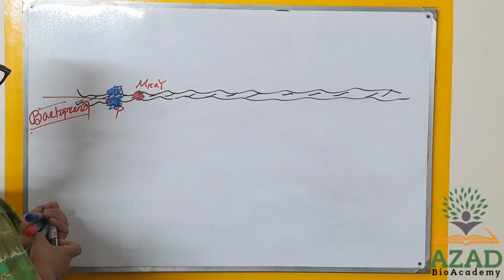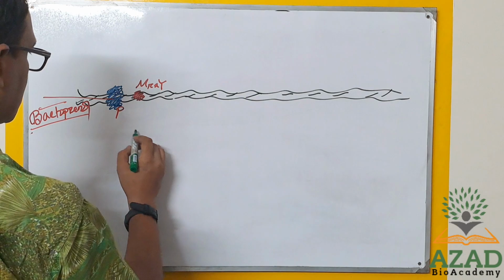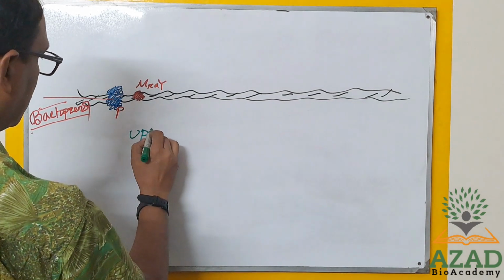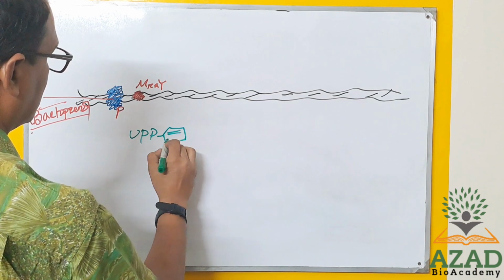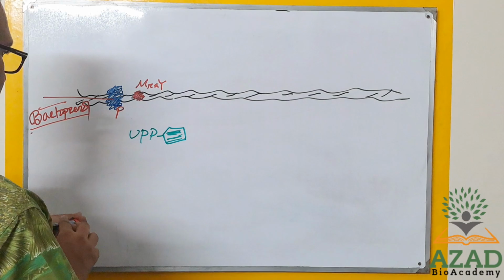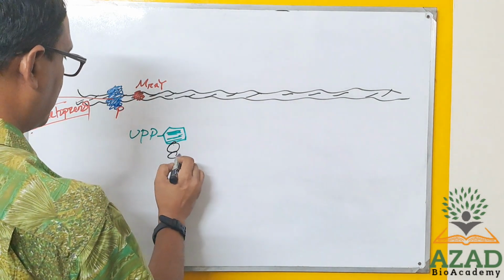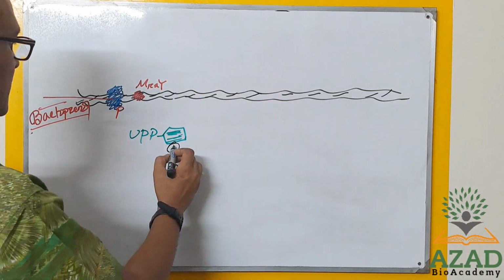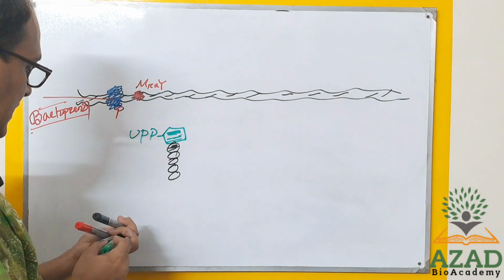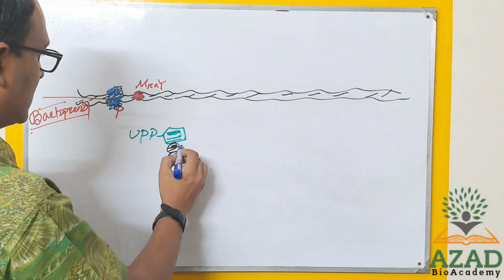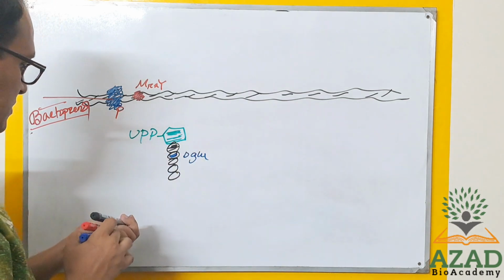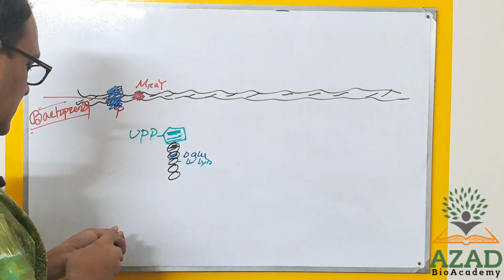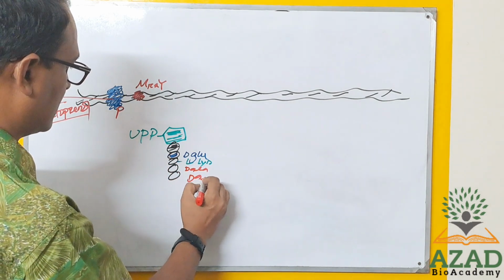So come here. That will add the monomer previously formed. The unit was UDP, N-acetyl muramic acid carrying the pentapeptide. I already mentioned it by different colors: this is L-alanine, this is D-glutamine, this is L-lysine, and this is the dimer of D-alanine and D-alanine. Okay.